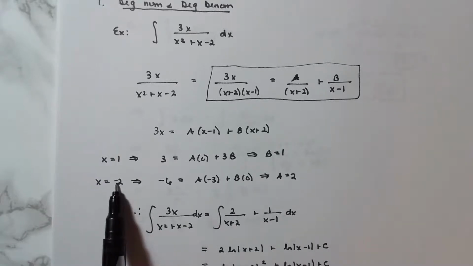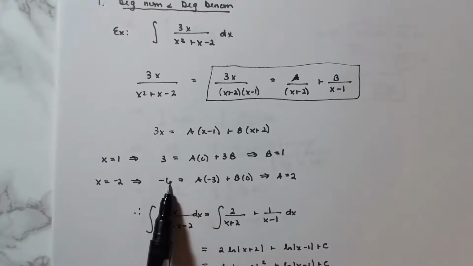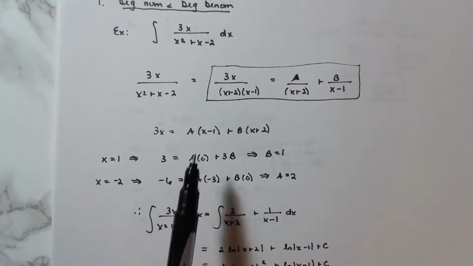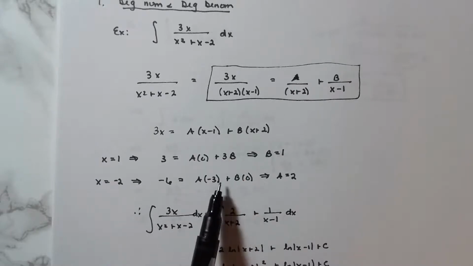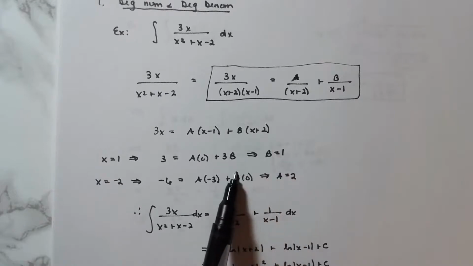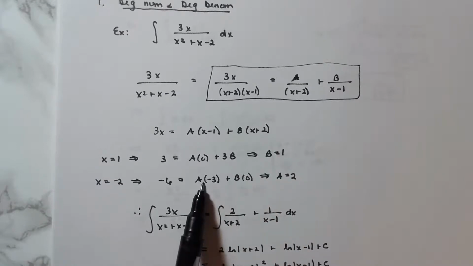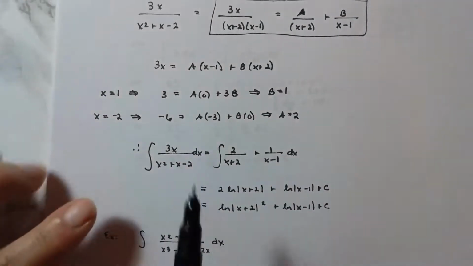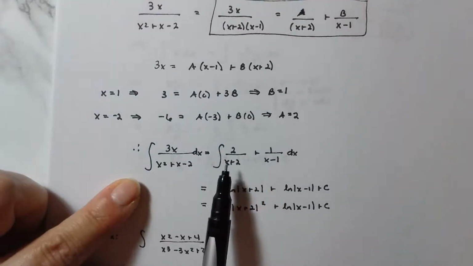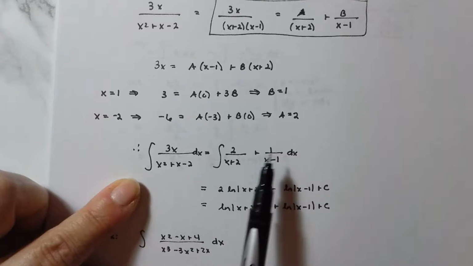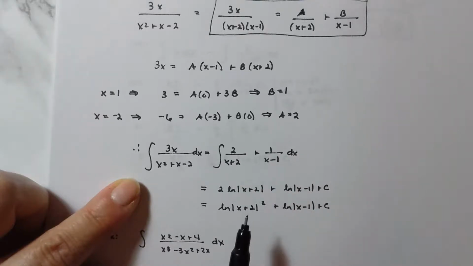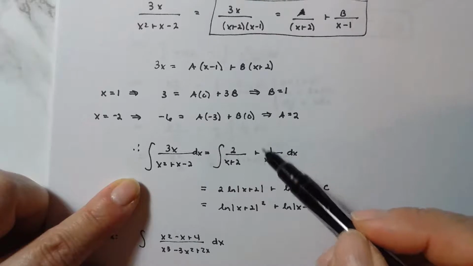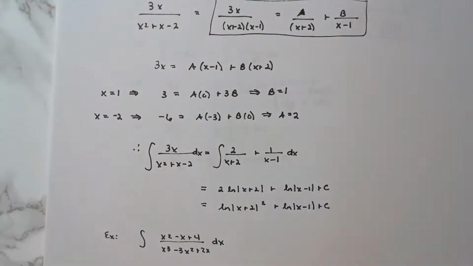And when x is negative 2, then I'm going to have 3 times negative 2, which is negative 6, equal to negative 2 minus 1, which is negative 3, times A, plus negative 2 plus 2 is 0, so the B goes away. And if I solve this for A, I get A is positive 2. So what I want to rewrite is that this integral is equal to the integral of 2 over x plus 2 plus 1 over x minus 1 dx. And you can put a dx and separate them at this point if you want to, but I think at this point you guys don't need to.